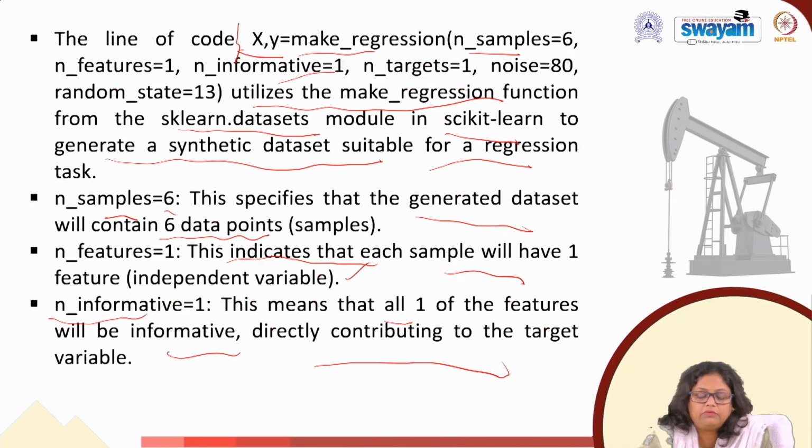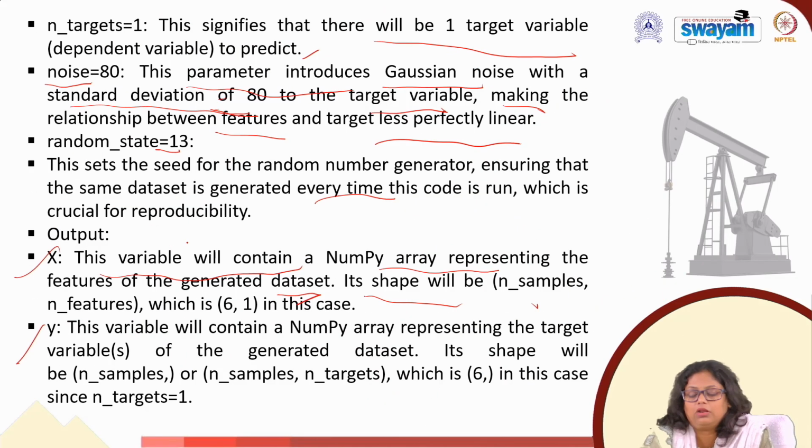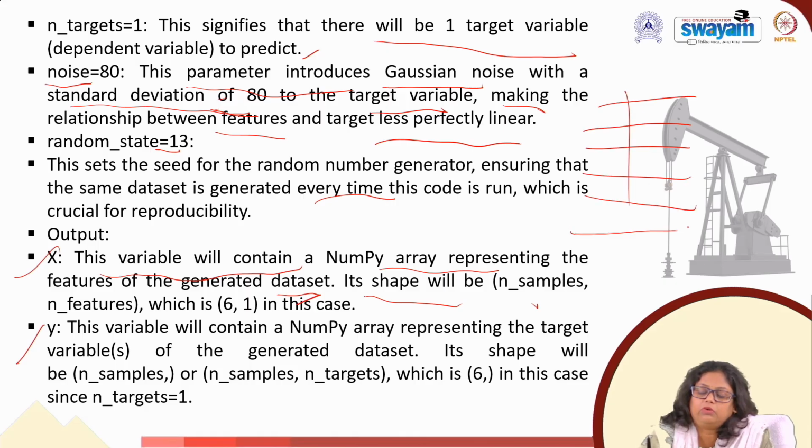So how many samples did we want? 6 samples. So 6 rows and 1 column. This is the one with 6 rows, and we'll have 1 column. That's the one we are looking at here.